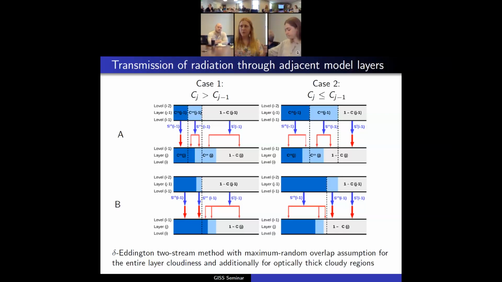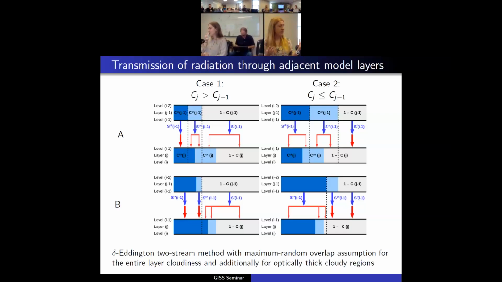And so for those of you who are more familiar with radiative transfer theory, this is the underlying two-stream framework. In this case it was the delta Eddington two-stream method. And then I retained the classic maximum random overlap assumption for the entire layer cloudiness, so for the sum of optically thick and thin cloudy regions. And I additionally employed the same overlap assumption for the optically thick cloudy regions.